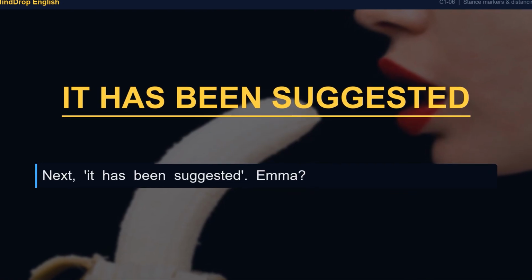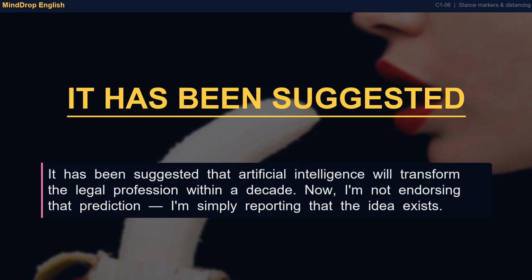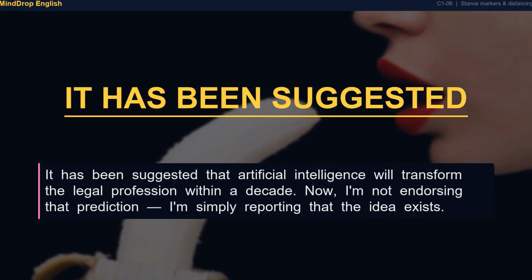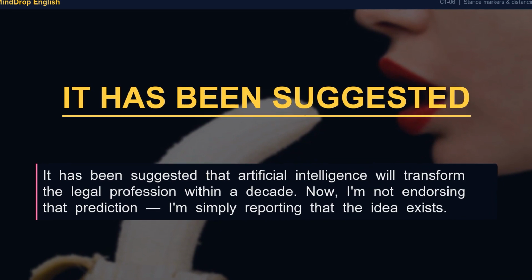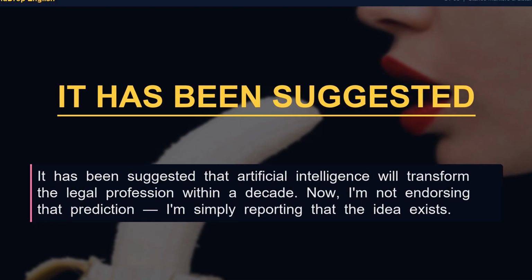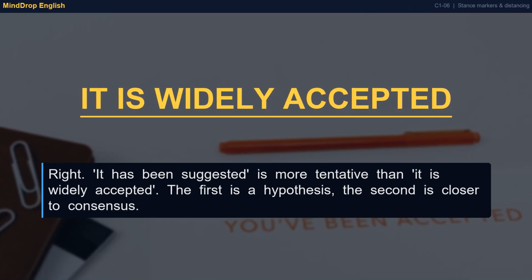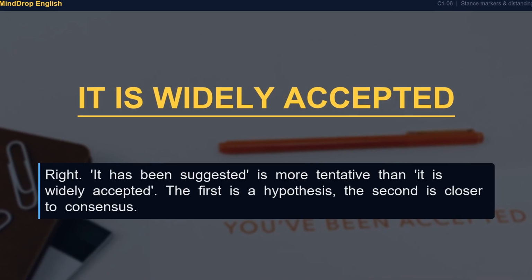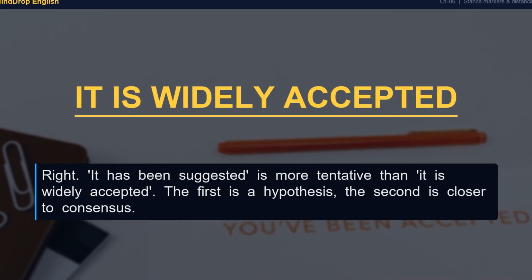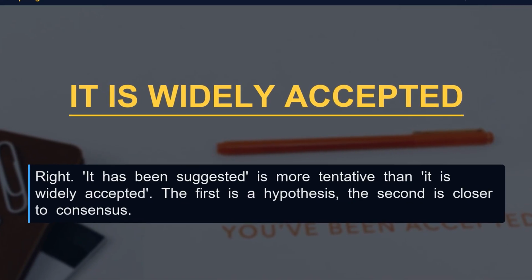Next, it has been suggested. Emma? It has been suggested that artificial intelligence will transform the legal profession within a decade. Now, I'm not endorsing that prediction. I'm simply reporting that the idea exists. Right. It has been suggested is more tentative than it is widely accepted. The first is a hypothesis, the second is closer to consensus.